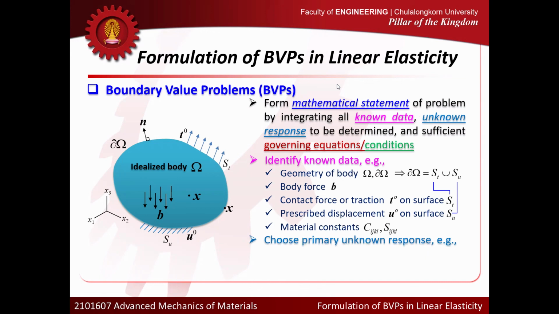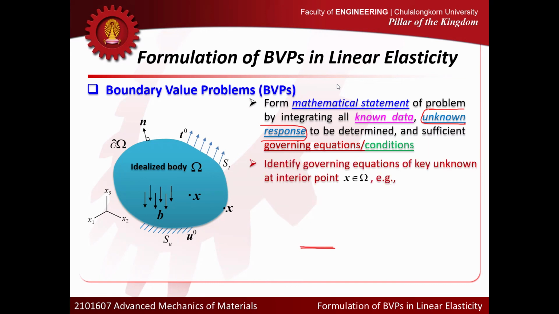Now, when you get all the known data from the modeling, you need to choose the unknown response of interest, or the key unknown, because you have 15 unknown responses in linear elasticity. You have displacement, you have strain, you have stress. You have 15 unknowns, but now you have to pick some of them from that set and define that as the primary unknown. You don't need to solve for all of them in the formulation; I will show you later. Or you can solve for all of them. This is an important step as well. You can choose displacement, or strain, or stress, or a combination.